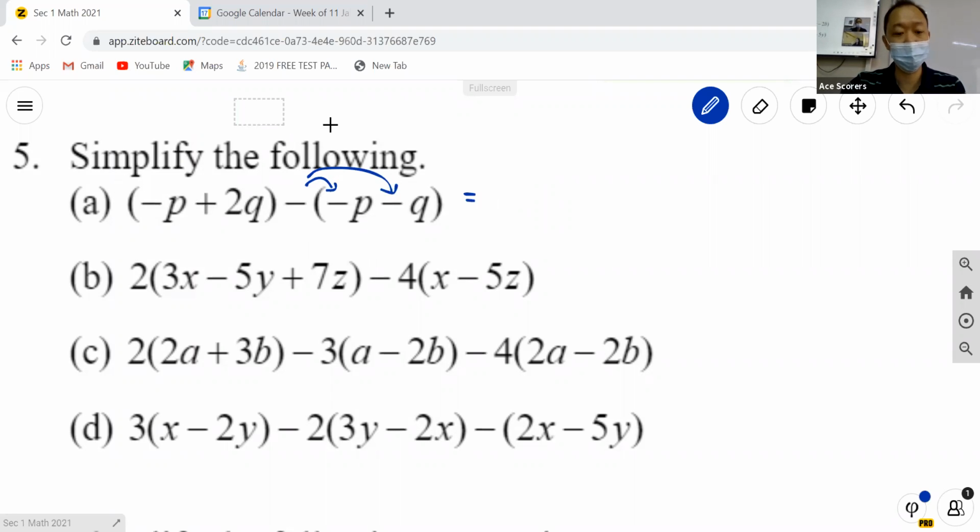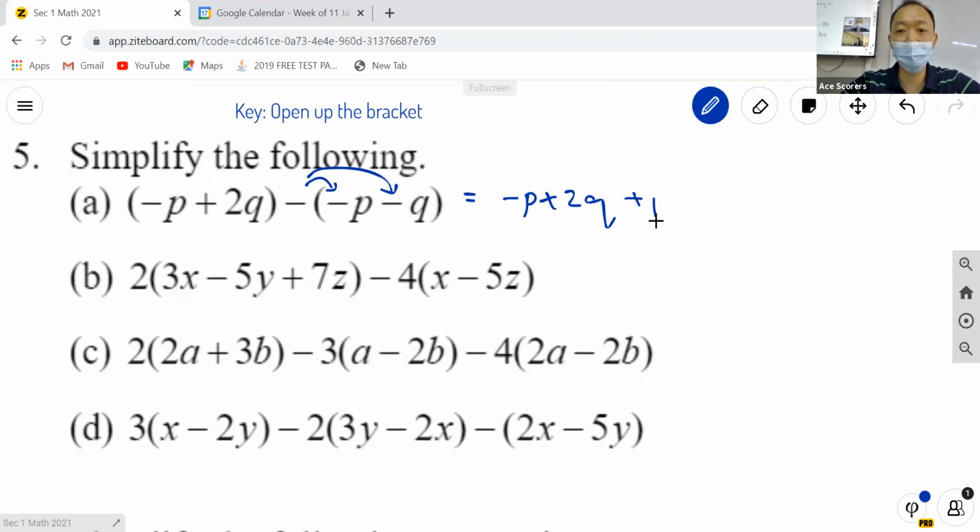Let me write down. The key is to open up the bracket. So how to open up the bracket? The first bracket, there's nothing to do. It's just the same, so it's minus p plus 2q. I leave it like that. But the second one, we got the rainbow. So minus times minus is plus p. Then the next one, minus times minus, plus q.